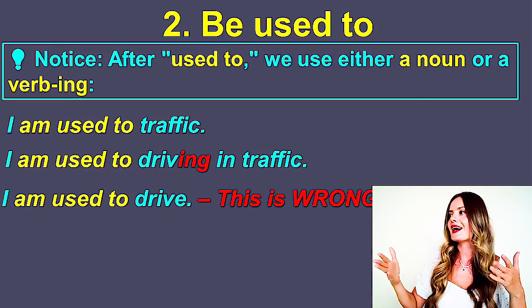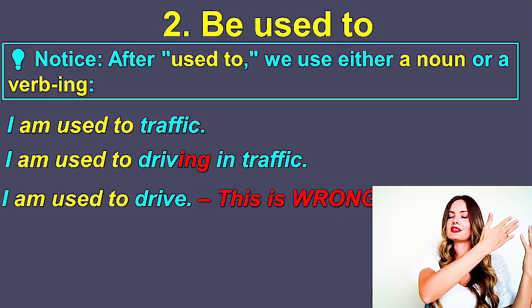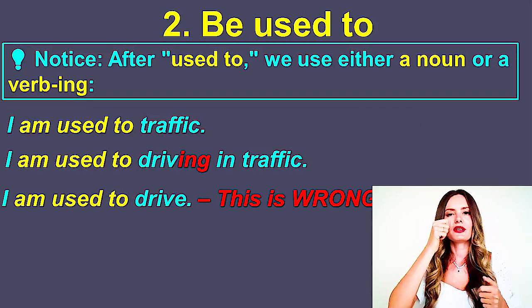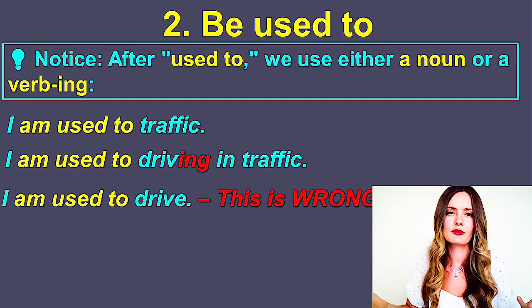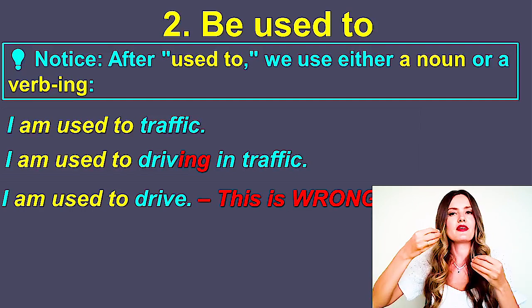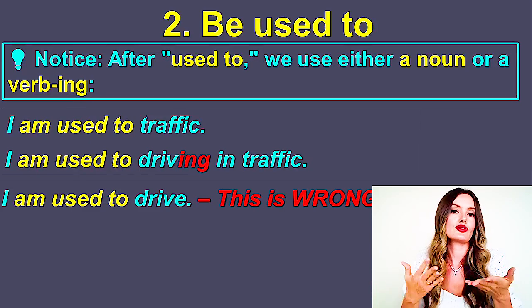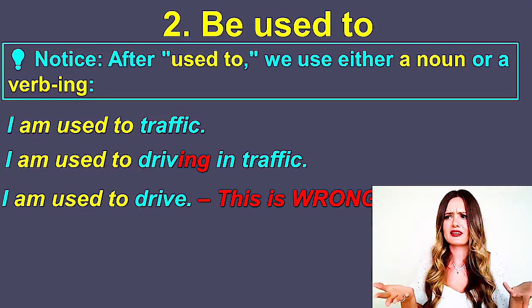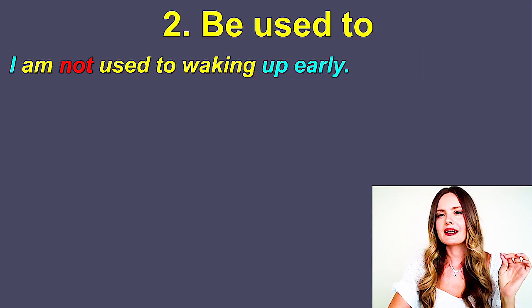Okay? You can say I used to drive at night. It means that you used to do it in the past, right? But when you want to say I'm used to driving in traffic, which is comfortable for you, you should use either a gerund, driving, or a noun, traffic. I'm used to traffic. It's okay for me. Okay? Now how to form a negative sentence.